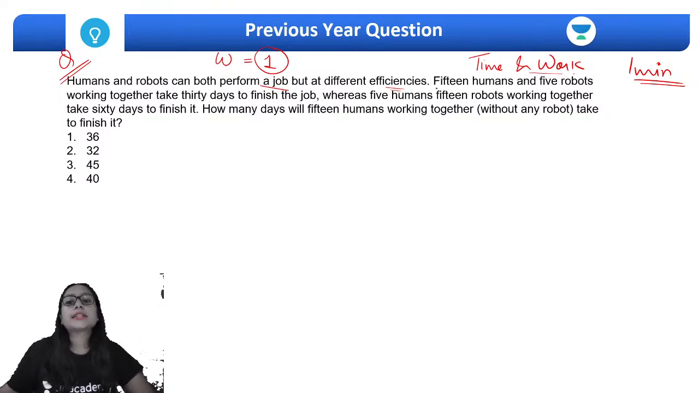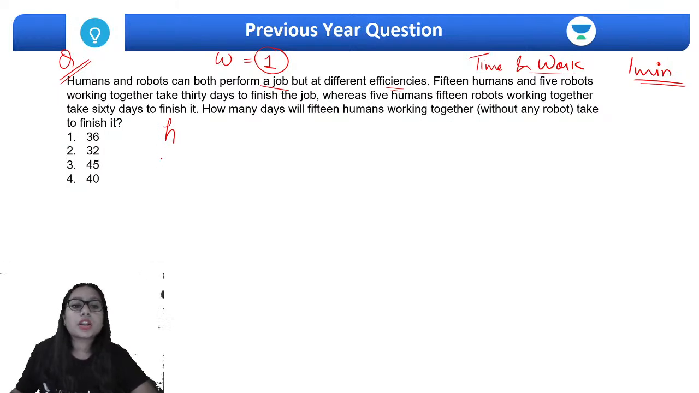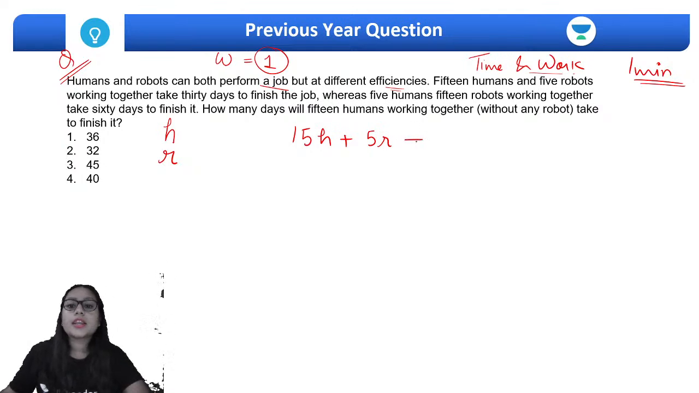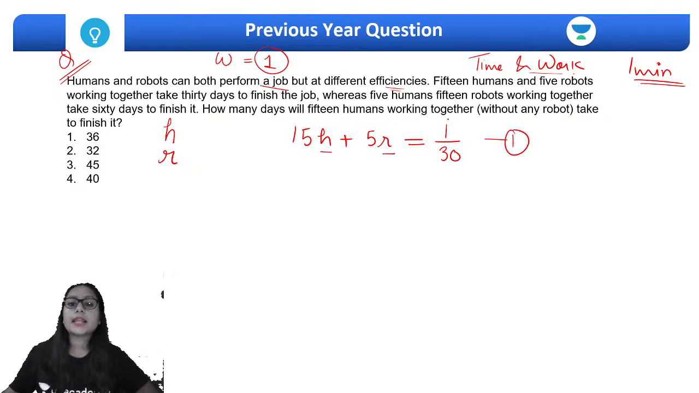Okay, let's see. So it is given that 15 humans and 5 robots working together take 30 days to finish the job. So let us take the rate at which a human does the work as h and the rate at which a robot does the work as r. So now the rate of one human is h and the rate of one robot is r. So 15 humans would be 15h, 5 robots would be 5r. Now they take 30 days to finish the job, but since h and r represent rates here, I will take the rate, that is 1 upon 30, total work upon total time. So this is one equation that I have. Let's see the next statement.